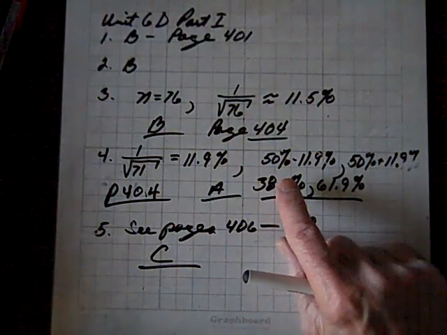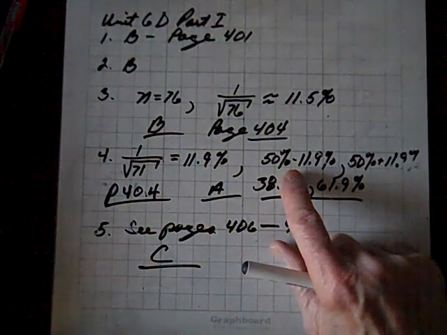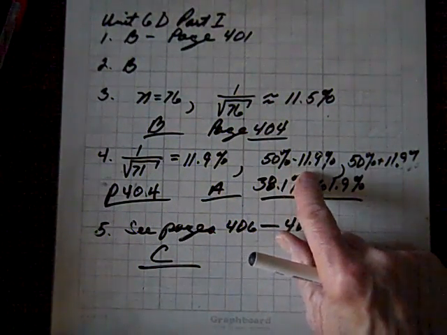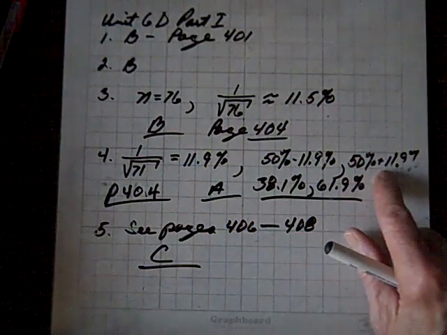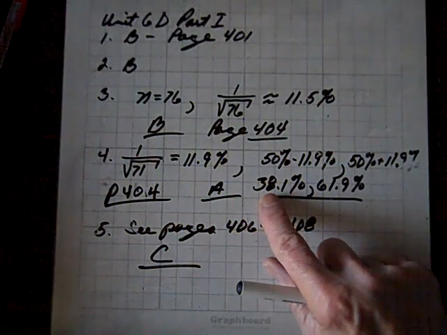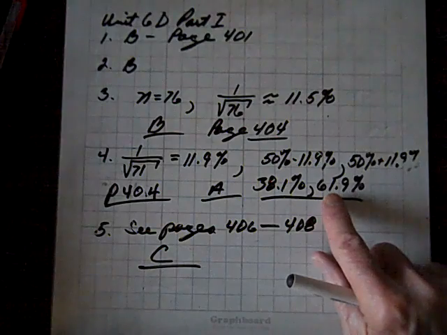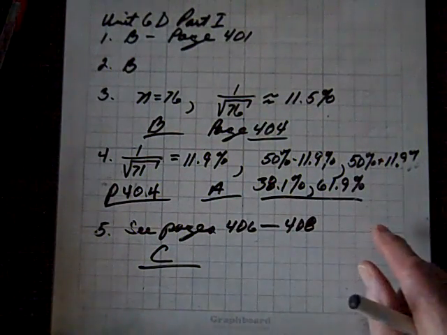And so the 95% confidence interval is going to be formed by subtracting 11.9% from 50% and adding 11.9% to 50%, and we get the interval 38.1% to 61.9%, and that's selection A.